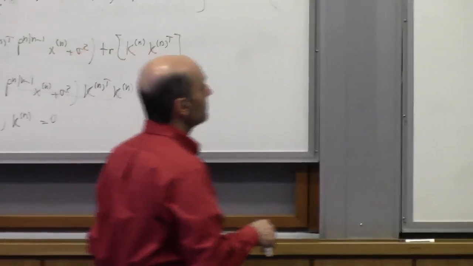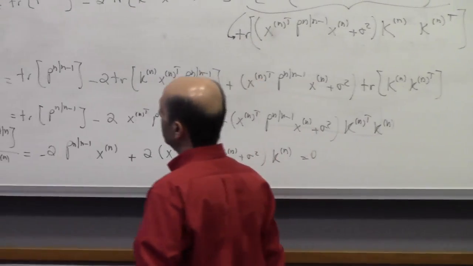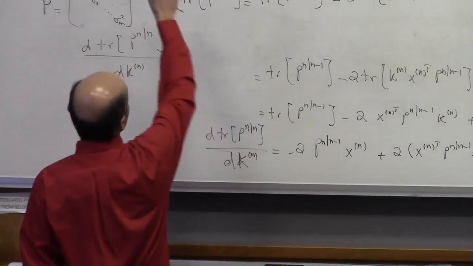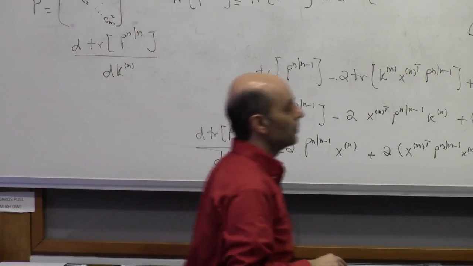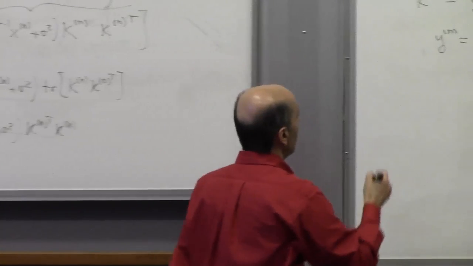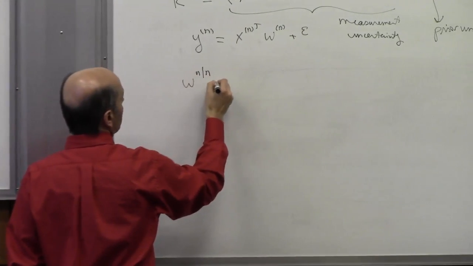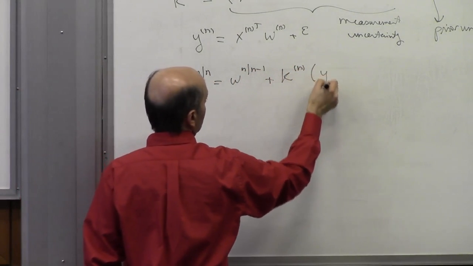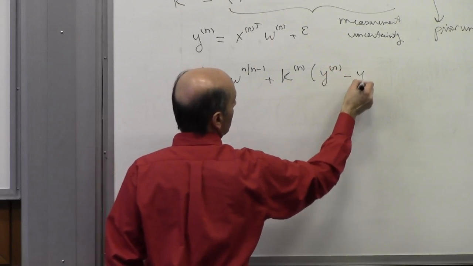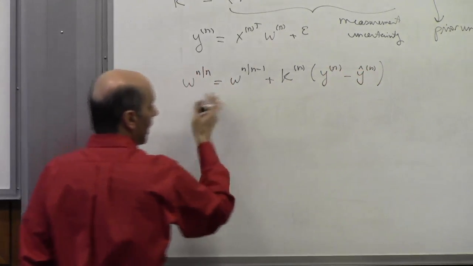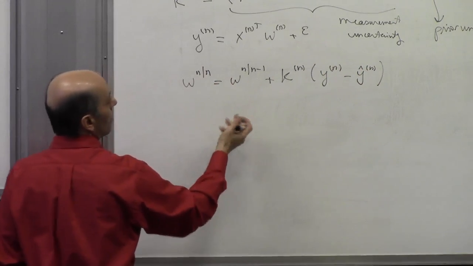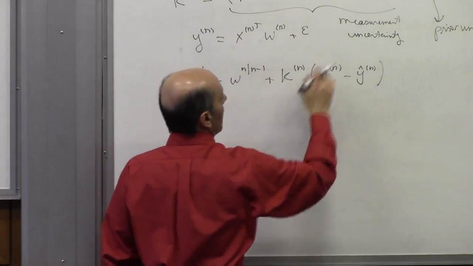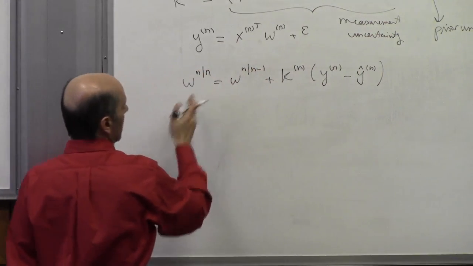So okay, so this is my estimate W of n plus 1 given W of n. So I have now W of n given n is equal to W of n given n minus 1 plus K of n times Y of n minus my estimate Y hat of n. Okay, so I know how to get this equation now because I know K. I know, based on my prior uncertainty and the current inputs X and my measurement noise, how to set K so I can get my posterior belief.